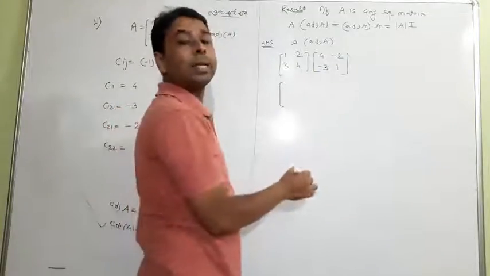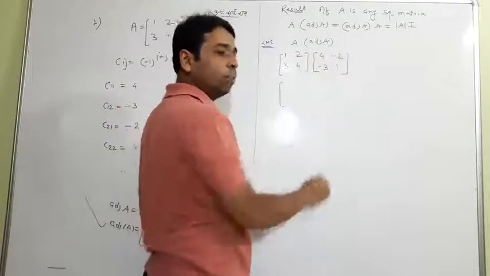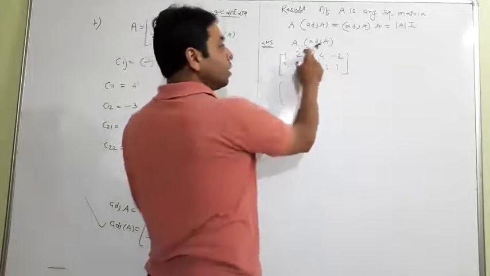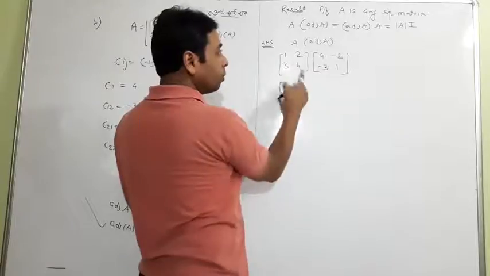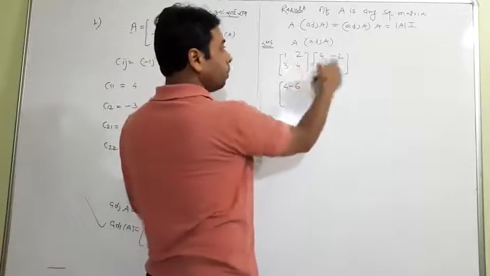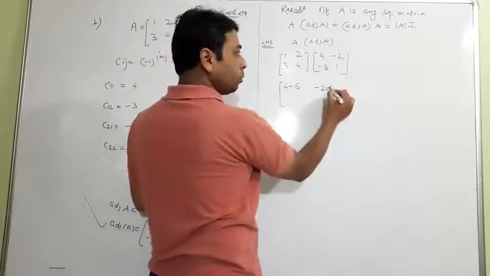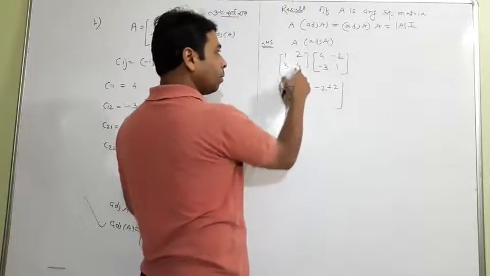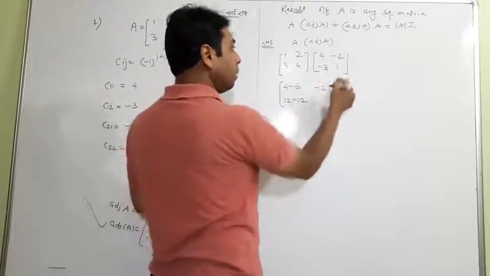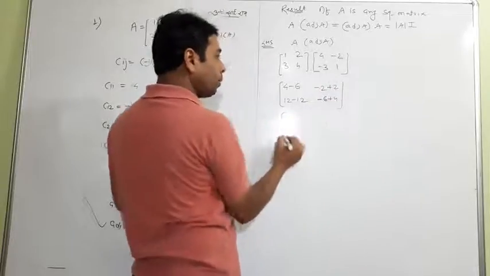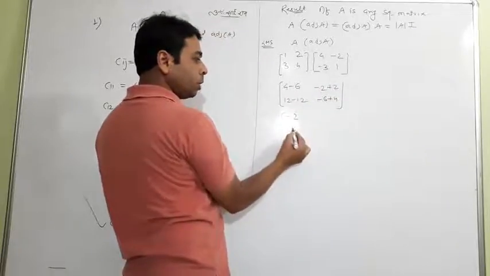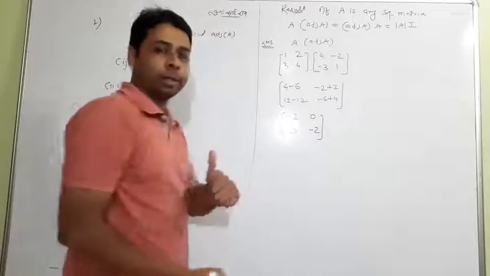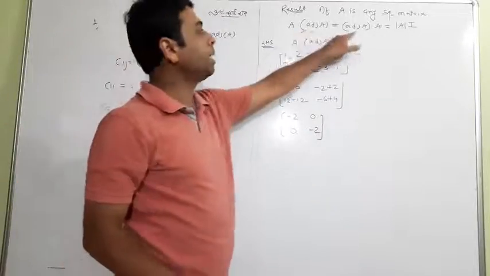What comes finally? First row, first column. Hope you haven't forgotten this. I think you remember that. 1 4s are 4, 2 3s are 6, 1 2s are 2, 2 1s are 2. First row, second column done. Second row, first column: 12, 12, and these two will be -6 plus 4. What comes finally? -2. This is 0, this is 0, this is -2, and that's done. This is what side? LHS.